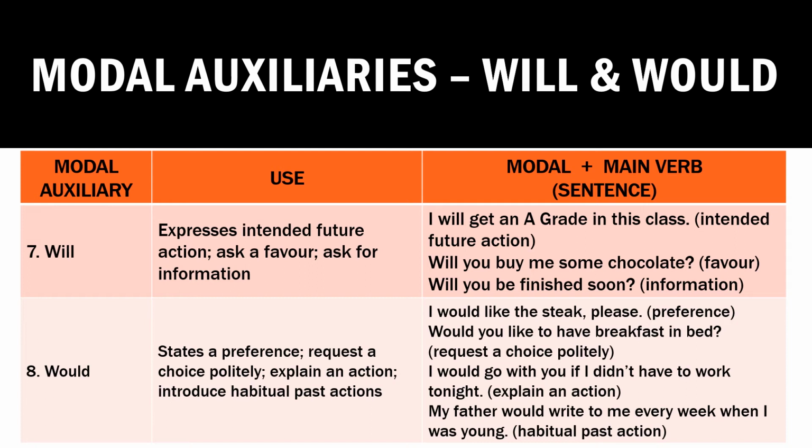Next, explain an action. I would go with you if I didn't have to work tonight. I would go to the party if there was no lockdown. So that's you are explaining yourself. And the habitual past action is some action that has taken place in the past. For example, my father would write to me every week when I was young. Or I used to go jogging every day last year. So that indicates some action in the past.